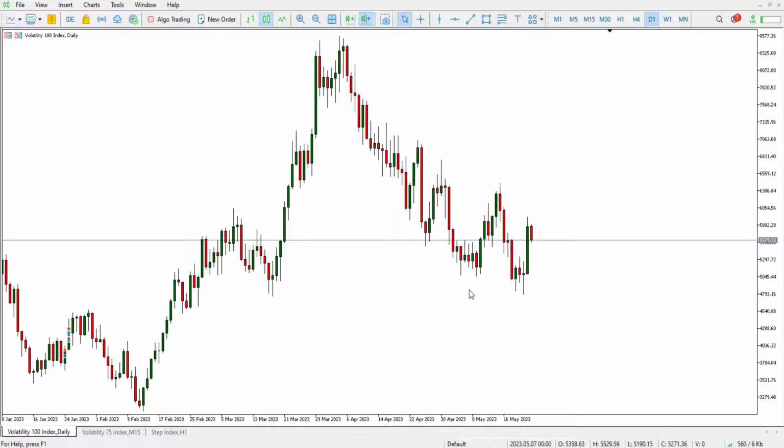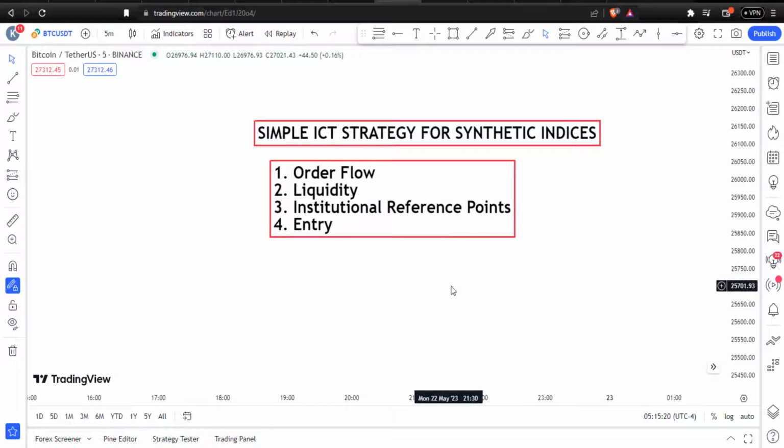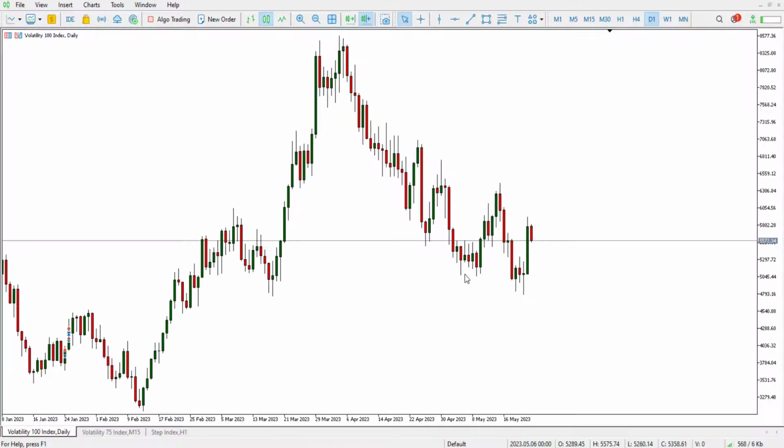The first thing is to actually look for order flow. As I've told you earlier, the order flow is to actually know where the money is going. That's basically what order flow means, where the price is going to or where the institutions are taking price. So that's the first thing you need to understand. And understanding order flow is pretty much easy. Whenever I'm trading synthetic indices, I just use the daily time frame as my highest level for checking order flow.